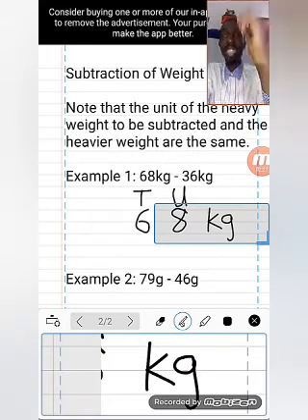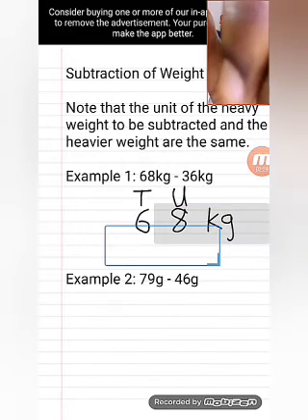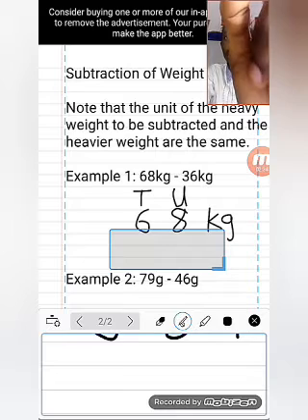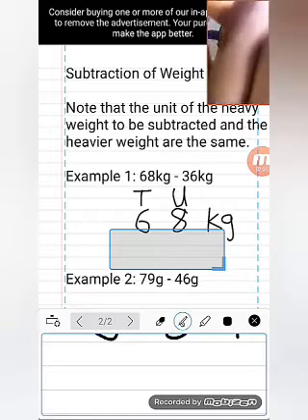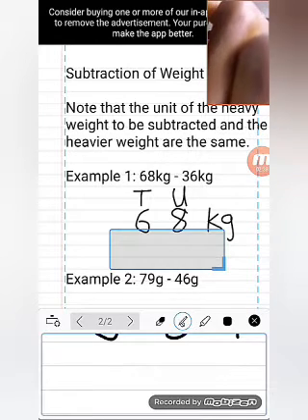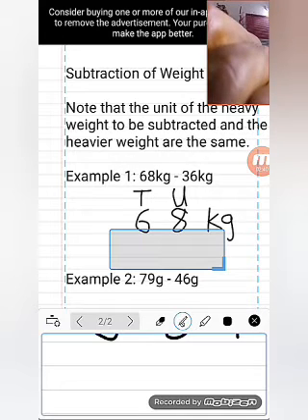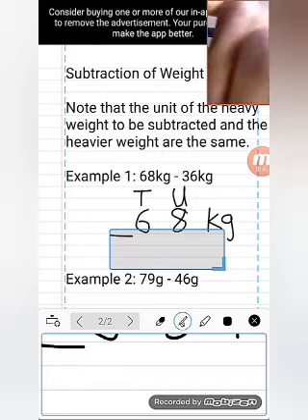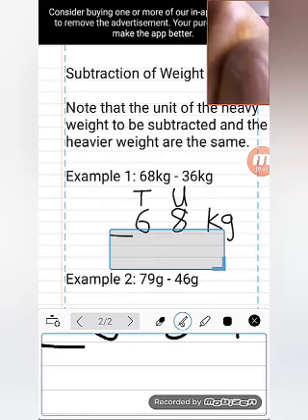Good. And we can write the kilogram. Let's not forget that. So the next thing is the 36. So let's first write the minus so that we don't forget the operation we are doing. 36, the 3 is the 30, that's the tens, 3.